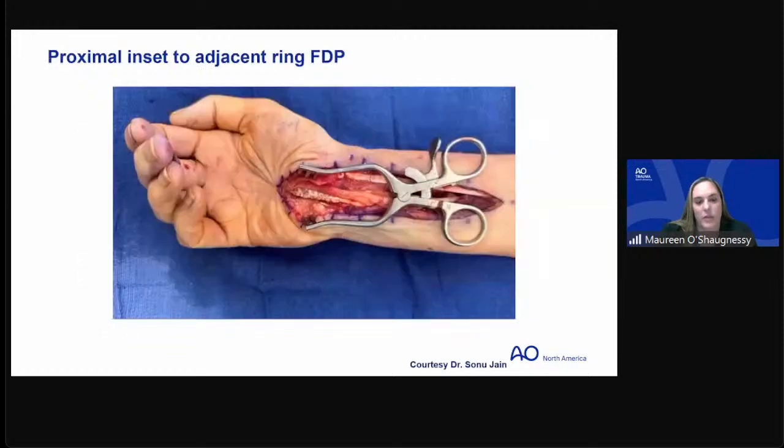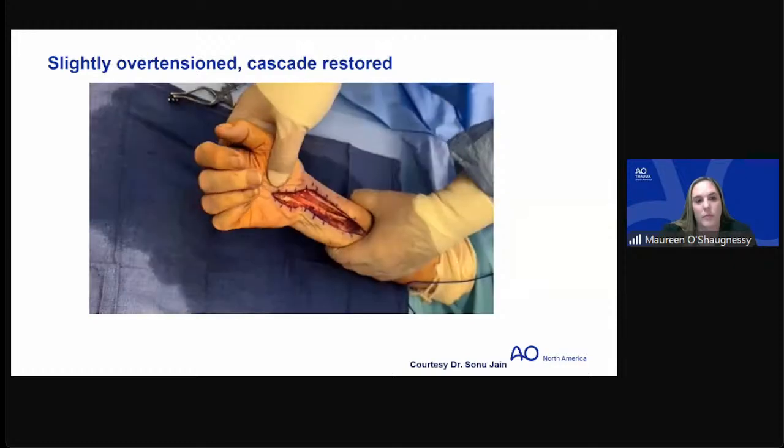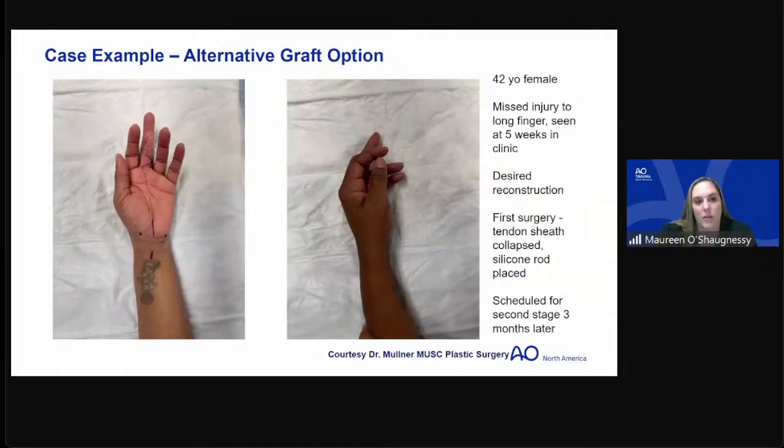And slightly over tension there, showing the nice restoration of the cascade. I do have another case courtesy of one of my fellows who had an interesting case, where this patient had a different graft option. I thought it was fun to show.